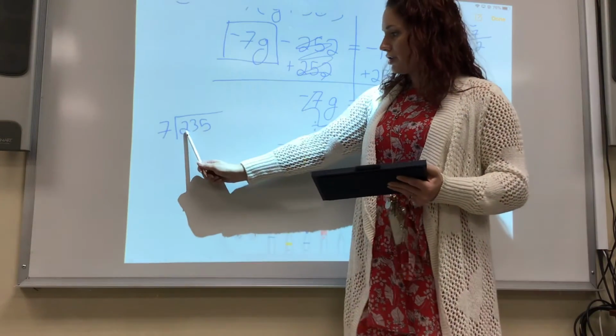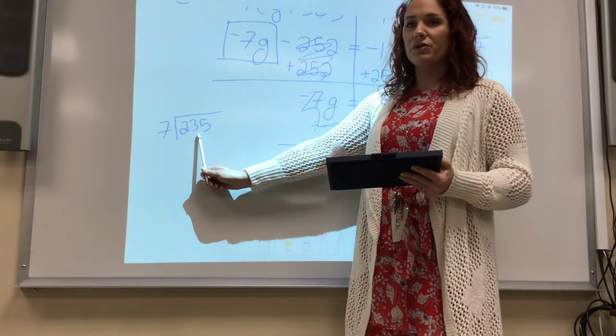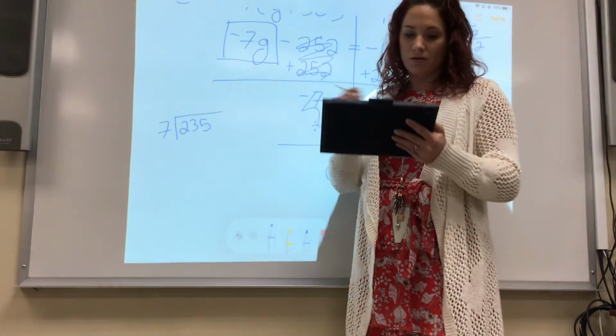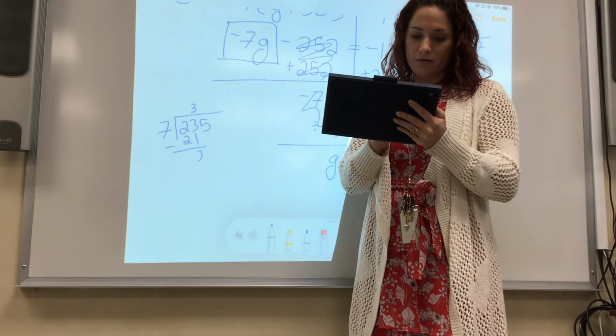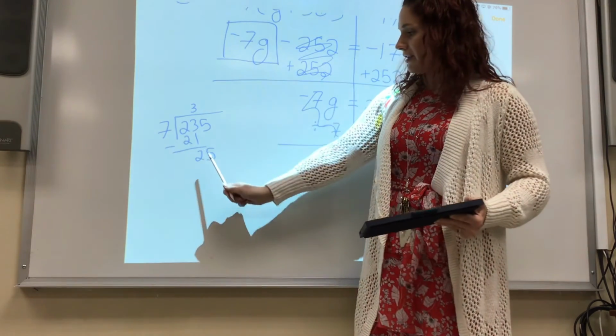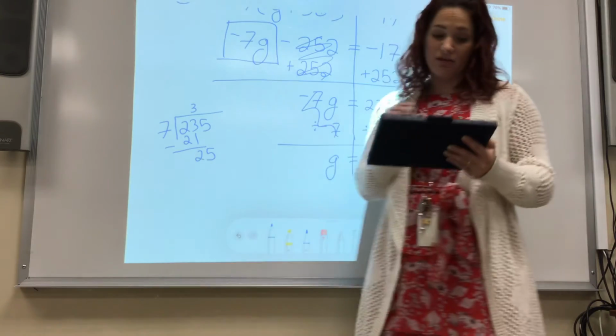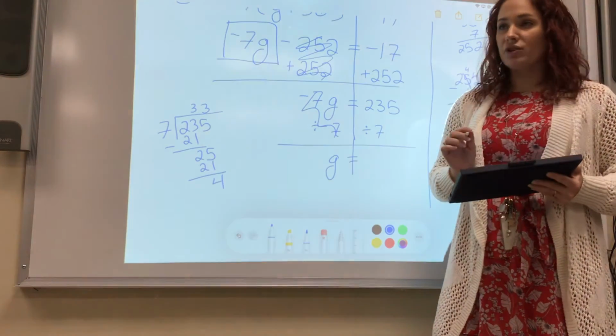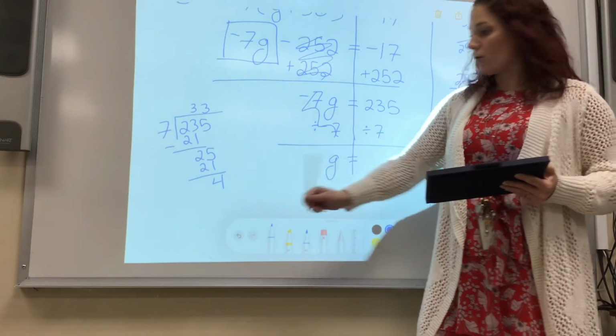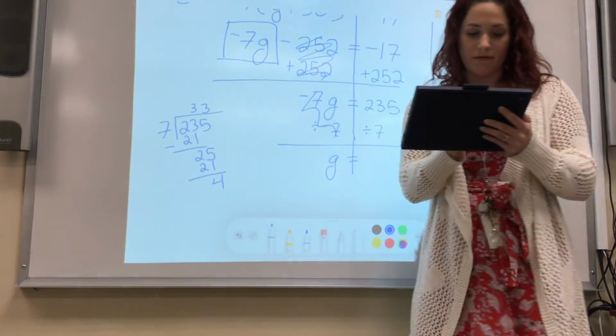7 does not go into 2. How many times does 7 go into 23? 3 times, that's 21. And then 7 into 25, 3 times again. And I've got 4 left over. So 4/7 is my fraction.